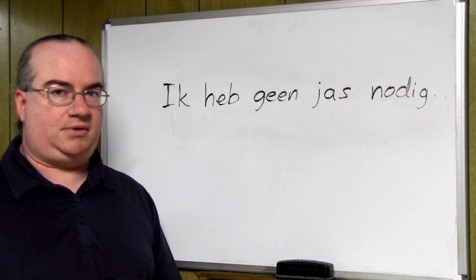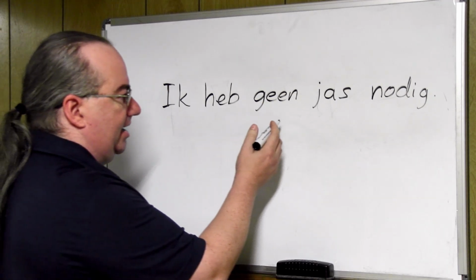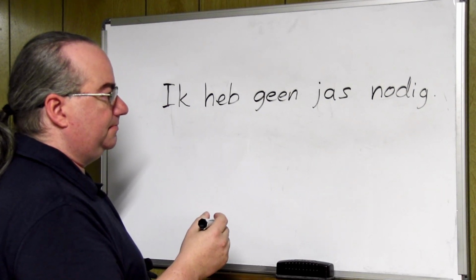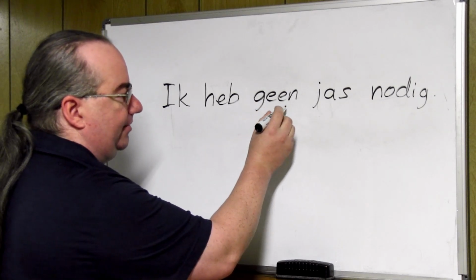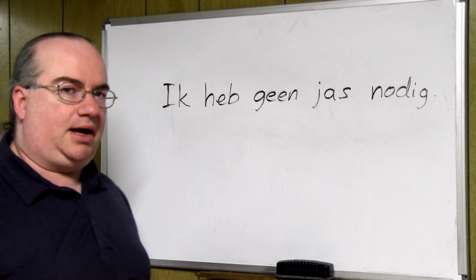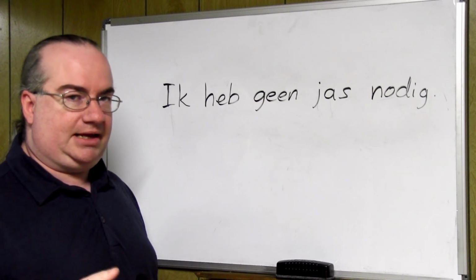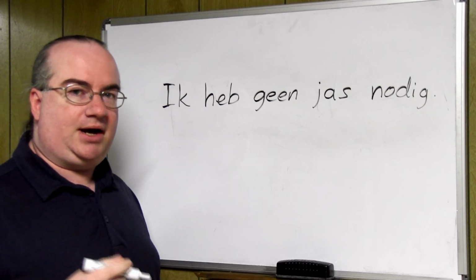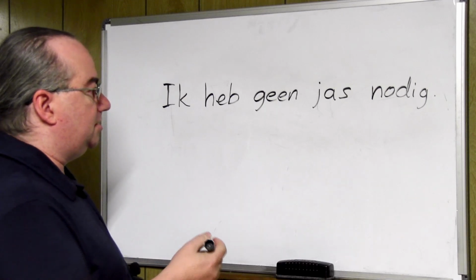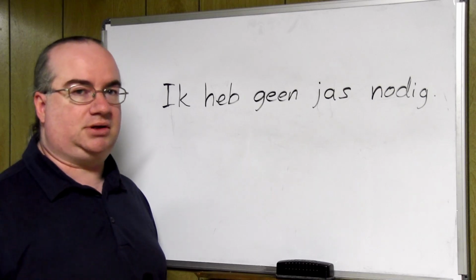Now, if I go outside and realize I really didn't need a jacket, I would say ik heb geen jas nodig, for I don't need a jacket. We're using geen right here instead of niet. And that's because if I were to say I don't have a jacket, the way I would say it is I have not a jacket. And remember, not a always translates to geen. So, I don't need a jacket. Ik heb geen jas nodig.